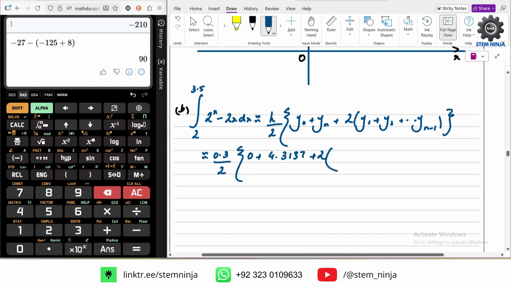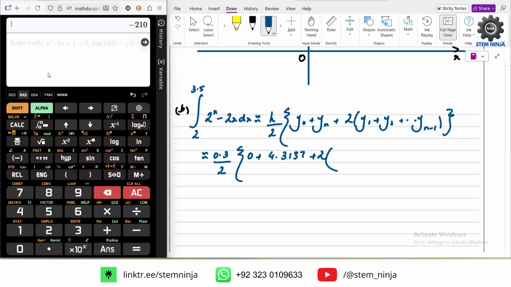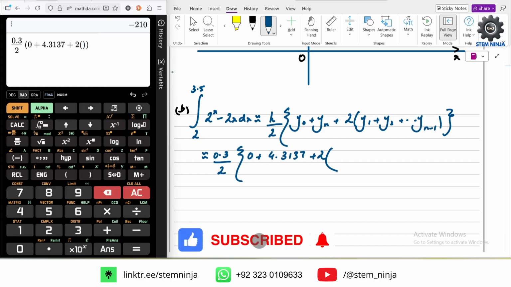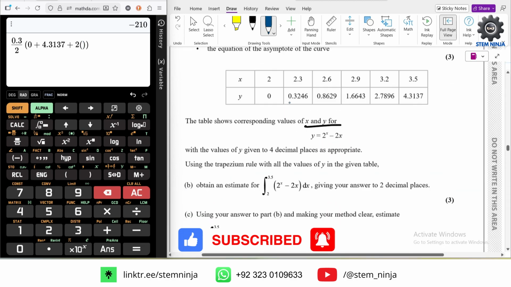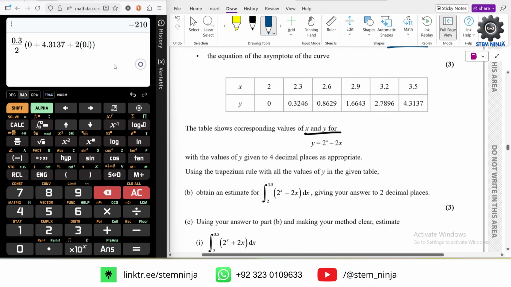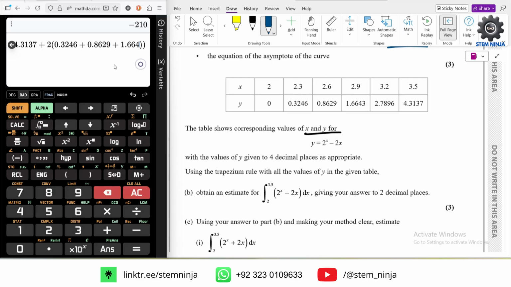Then the other values are, wait a second, let me write over here first. So 0.3 divided by 2, 0 plus 4.3137 plus 2 times y. Now we need to write the values and then I'll copy it into the answer space. So you have 0.3246 plus 0.8629 plus 1.6643 plus 2.7896. Right, okay.